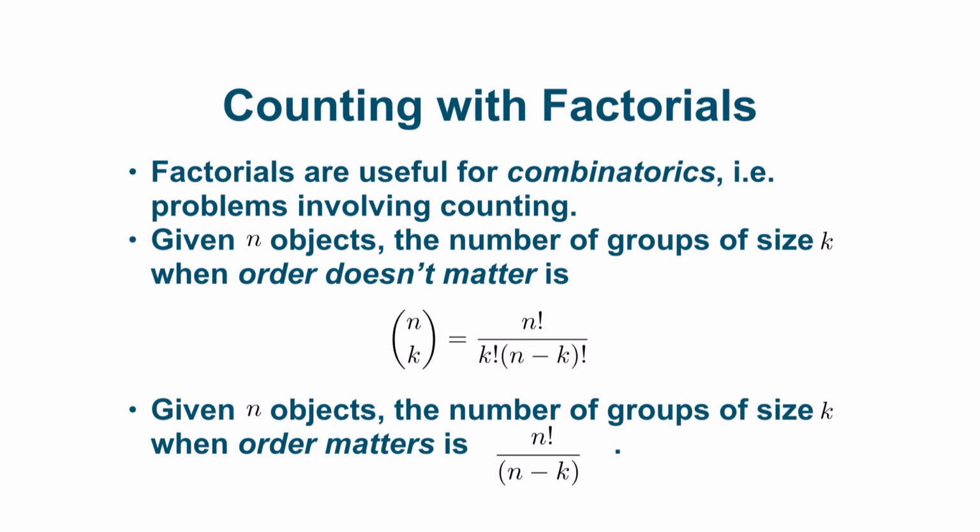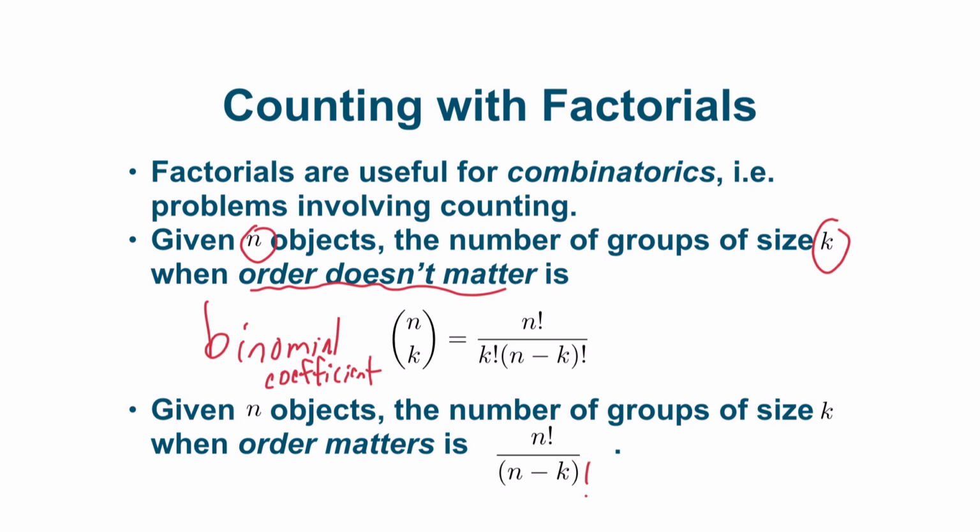So if I'm always going to have n objects, and my game is to count the number of groups of size k, when order doesn't matter, I use the binomial coefficient. When order matters, I do something a bit simpler. I do n factorial divided by n minus k factorial.